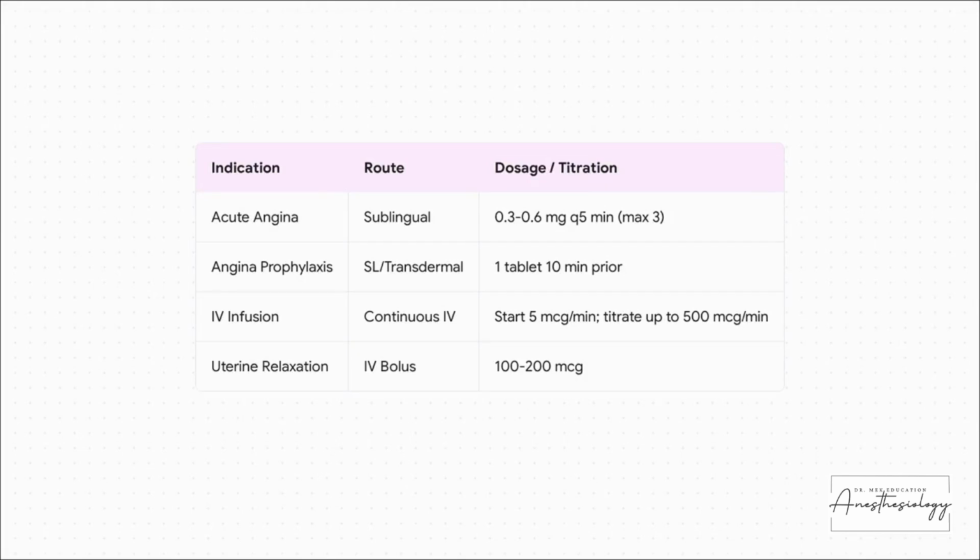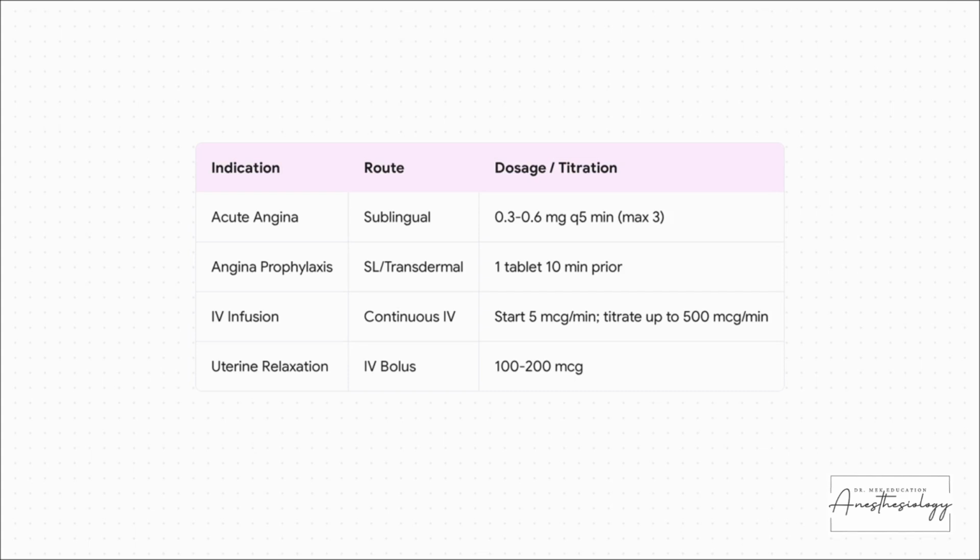And this versatility is really reflected in how we can administer it. As you can see, we have everything from fast-acting sublingual tablets for an acute angina attack, all the way to precisely titrated IV infusions for our critically ill patients. And then you have specific IV boluses for those obstetric emergencies we just mentioned.